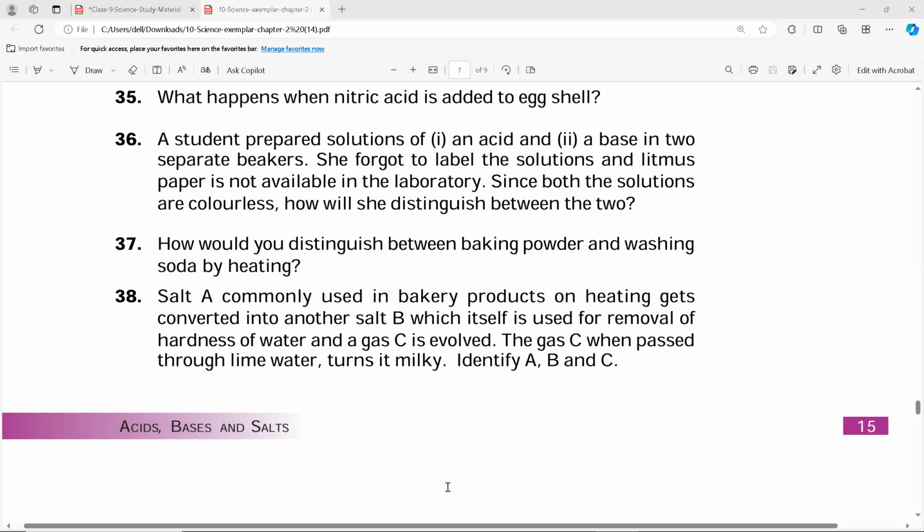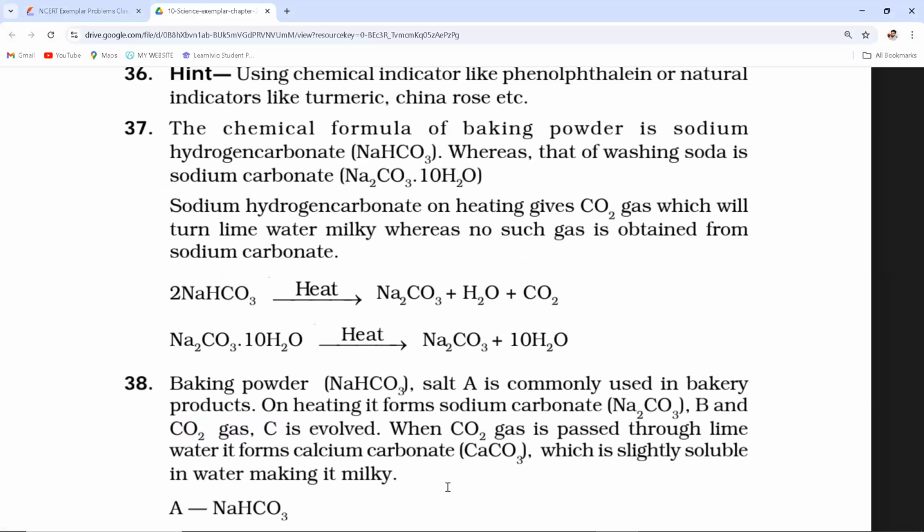Just start writing the answer to question number 37. Just start writing fast. Start writing from here, from this portion, from here to here.